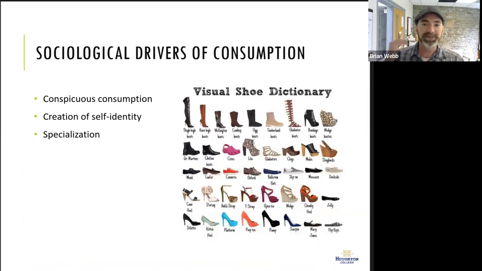So another one, specialization. Your book talks about this example. I think it's a great one about the different kinds of shoes. In the old days, in our grandparents' time, we only had a couple pairs of shoes, a nice pair of shoes and a work pair of shoes, and that was it. Now we have lots and lots of different pairs of shoes. This one picks on women, which is like the classic stereotype, but same thing for men.